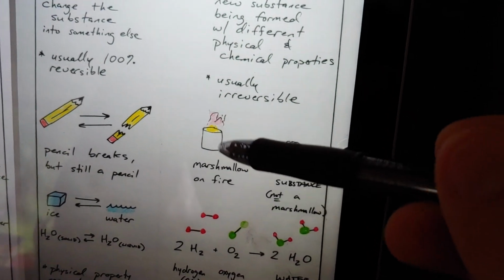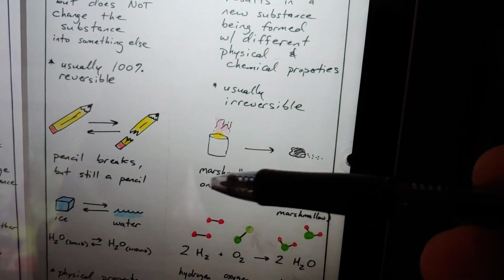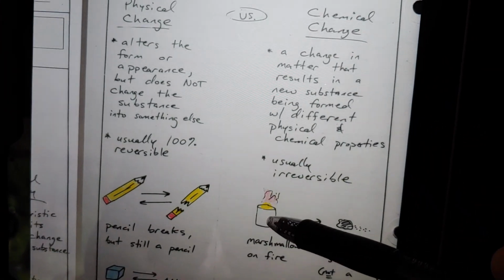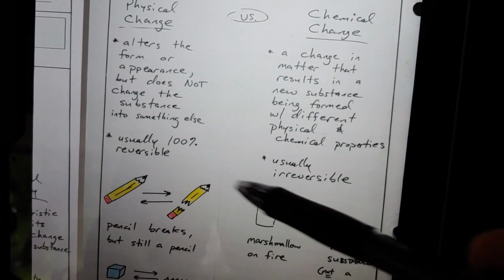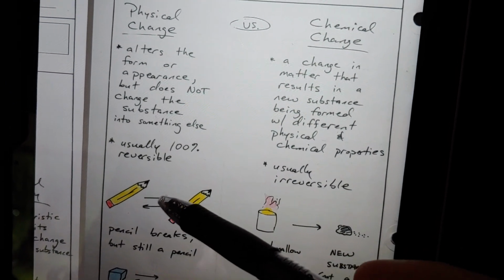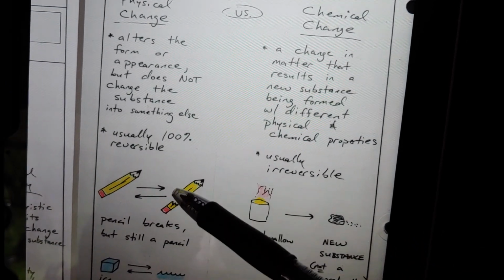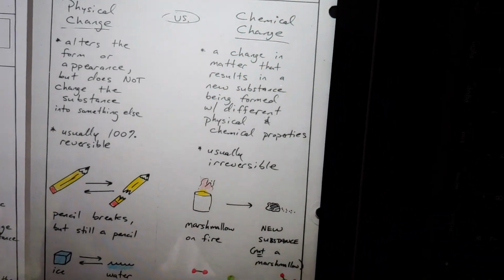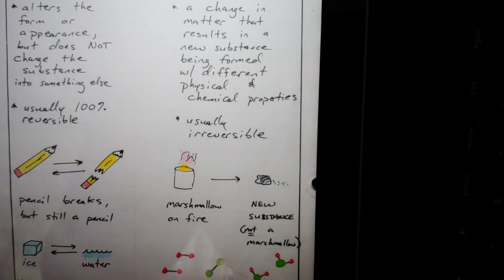Okay. Now, what if I cut the marshmallow in half into two mini marshmallows? Well, that would be a physical change, because I just turned a bigger marshmallow into two smaller ones. Kind of like if I take the pencil and cut it in half, it's still a pencil, albeit smaller. So chemical change requires the item to be chemically changed to something else.